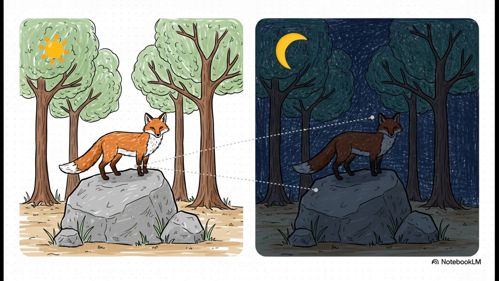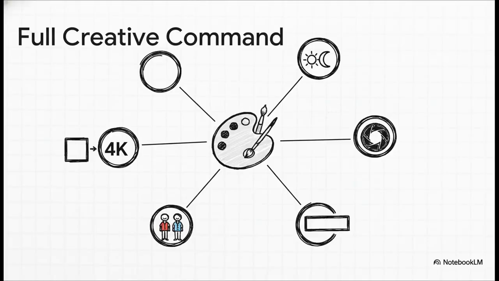You also get incredible control after the image is generated. Check out this fox. The picture on the left was the original generation. Then, with just a simple command, it was completely relit for a night scene on the right. And notice this, every single element, every rock, every tree branch, it's all identical. The only thing that changed was the light. And that's really just the beginning.